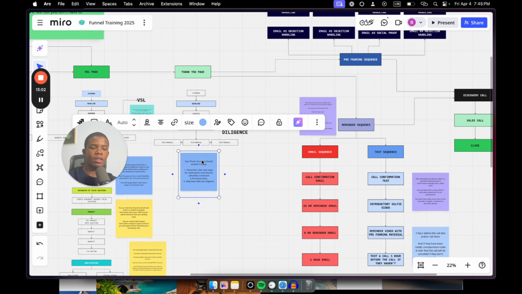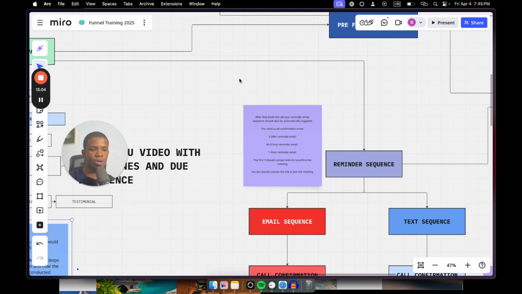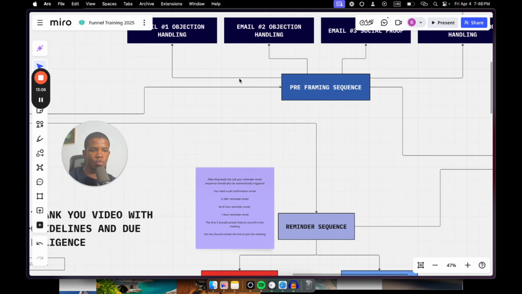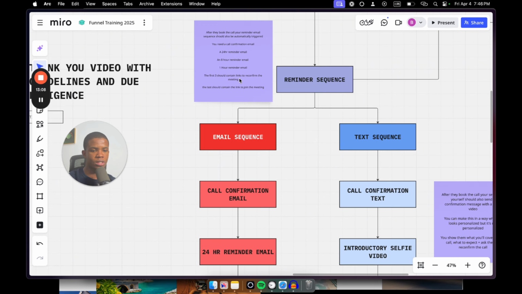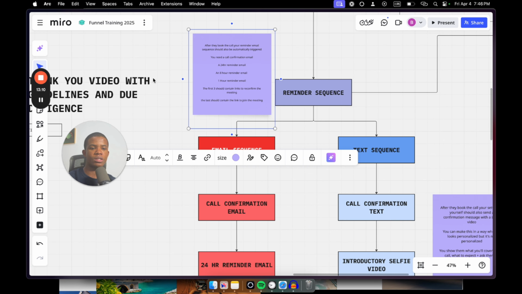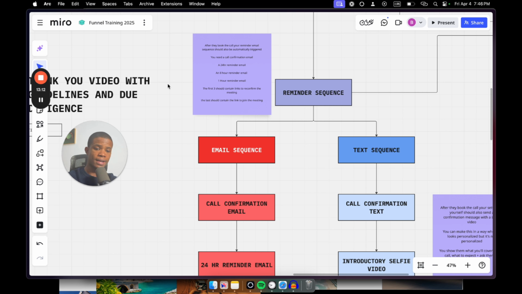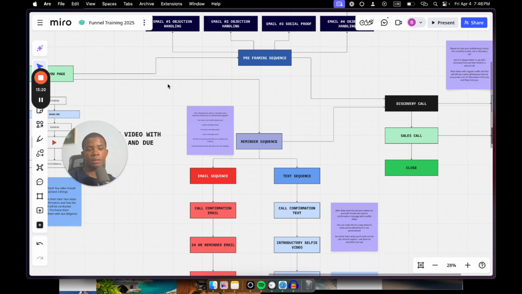Now, from the thank you page, we go into the reminder sequences. We're going to go into the pre-framing sequence in a second. But the reminder sequence is, as you already know, very important. Most people don't do it right, so I'm going to show you how to do it right. Your reminder sequence should be triggered immediately, as well as your pre-framing sequence. These two sequences should be triggered immediately when someone books a call.